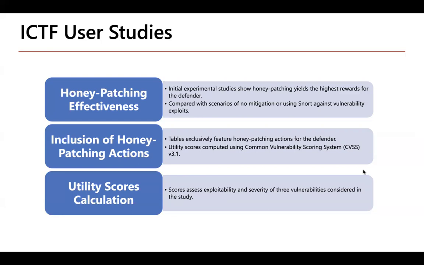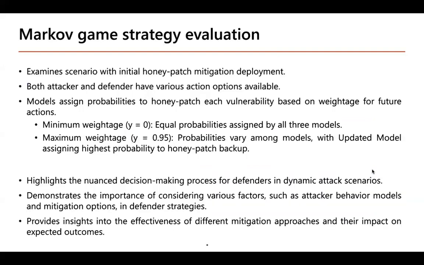They compared these scenarios with no mitigation or using Snort against vulnerability exploits. And the score assesses the exploitability and severity of the three vulnerabilities considered in the study. Throughout these case studies, the remaining probabilities were allocated to no mitigation actions for the defender, ensuring the total distribution over actions equals 1.0, as illustrated on the screen.